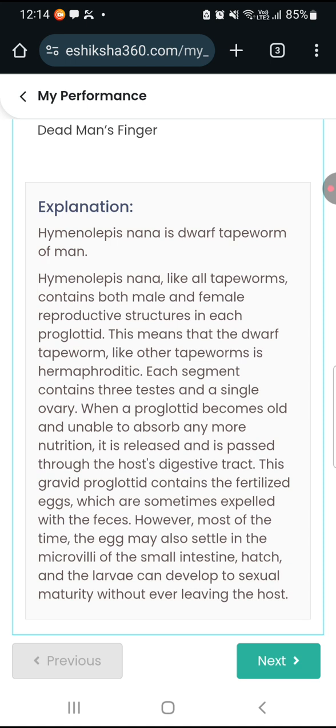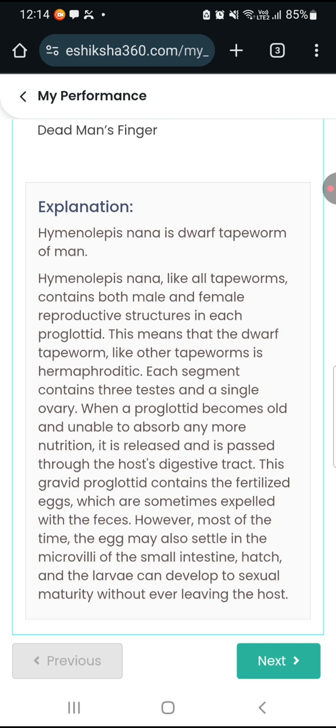Hymenolepis nana, like all tapeworms, contains both male and female reproductive structures in each proglottid. This means that the dwarf tapeworm, like other tapeworms, is hermaphroditic. Each segment contains three testes and a single ovary.